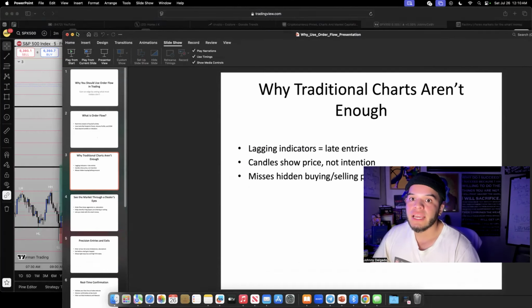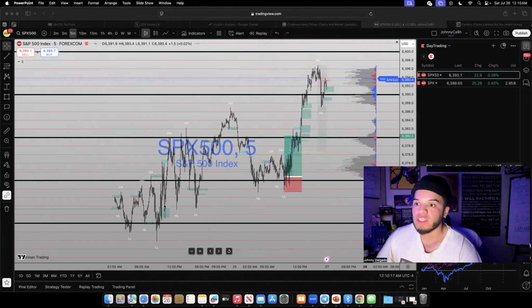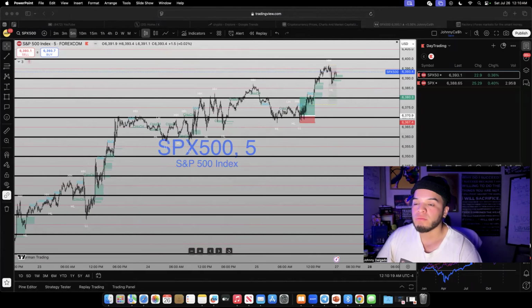So let's get right into it and break down everything. Number one, when it comes to order flow, this thing right here is called the volume profile chart. The volume profile chart is going to show me where the most action is done at every key level. If you notice on my specific chart, I have little black lines.